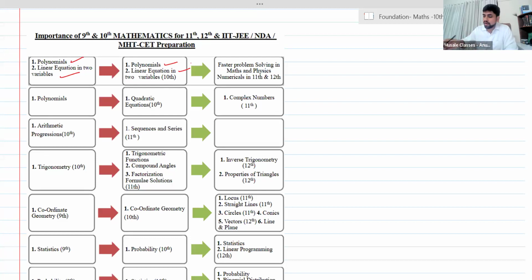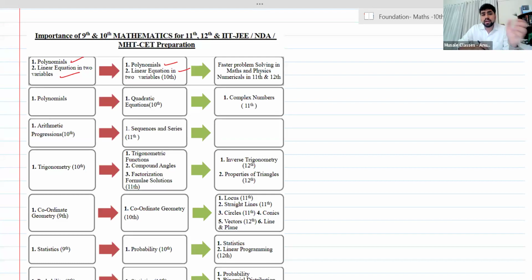Now, this comes under the section of algebra in 10th standard, but we find these two chapters very important because in 11th and 12th standard there is a lot of problem solving that we do in numericals. We do a lot of problem solving in mathematics also. Numericals come in physics and in chemistry also. Having a good speed is extremely important for JEE, or even if you want to study 11th and 12th standard. That speed is developed by these chapters.